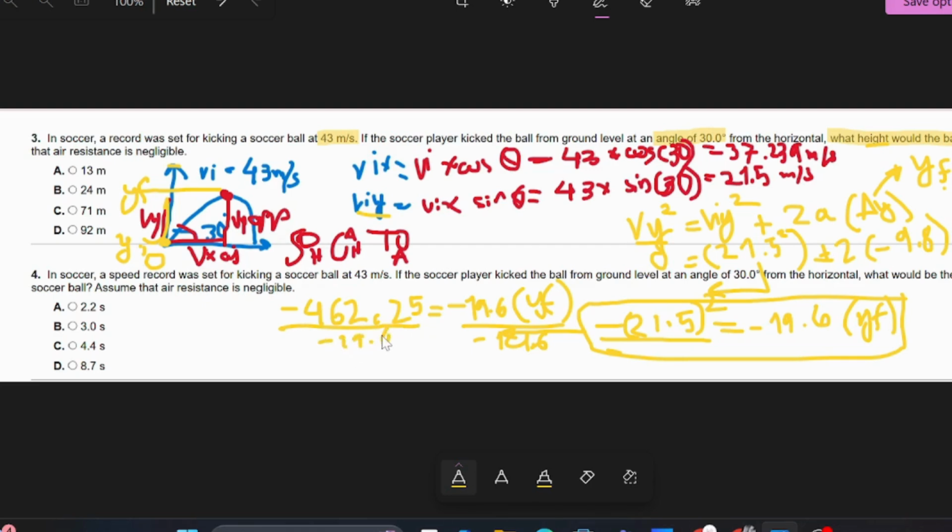Next, we take our calculators and we put this number into the calculator, and we get 23.58, which is approximately 24 meters, equals y final, or y maximum, which is going to be this option, B.